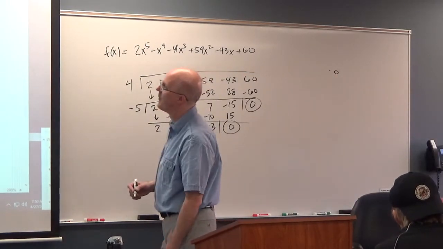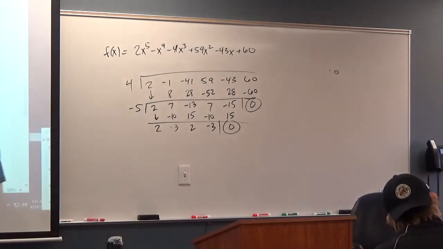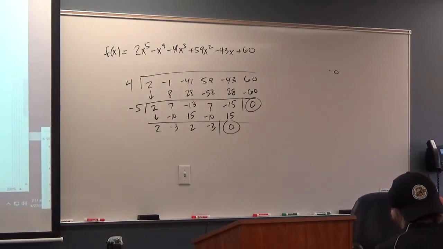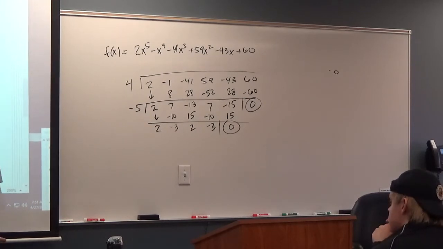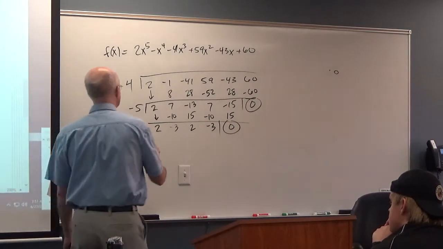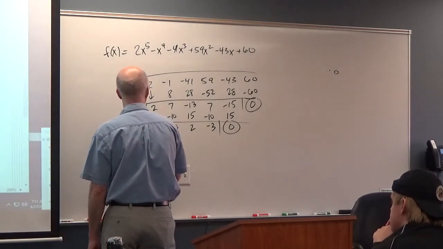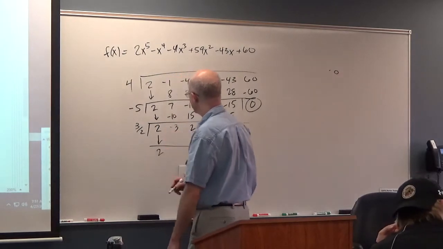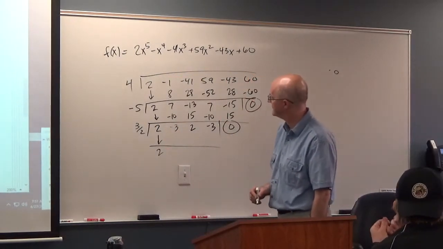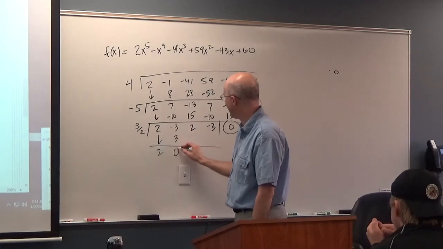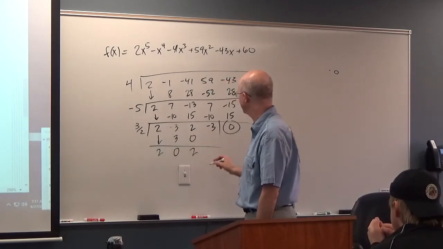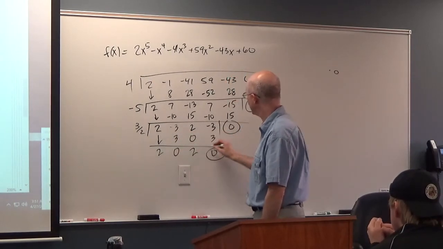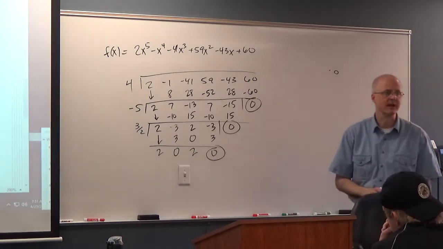I sort of initially guessed maybe 1, but I know 1's not the answer, right? I know it's 3/2. If you zoomed in closer, it would be more clear that it's not 1 and possibly 3/2. So the next thing to do would be to try 3/2. Once you've done that, hopefully once more we get a remainder of 0. Bring down the 2, multiply, add, multiply, add, multiply, add. There we go. Remainder of 0 again.